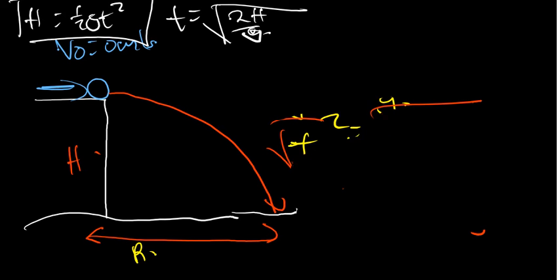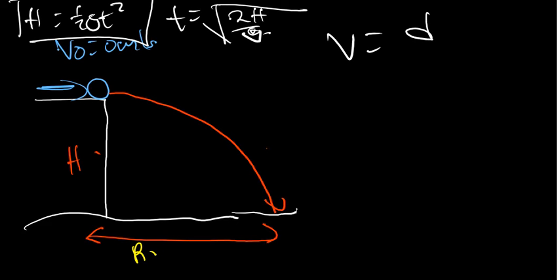When we talk about the range, we are talking about the horizontal distance. In this case, we don't have acceleration in the x direction. So we are going to use the formula velocity is equal to distance over time. The distance which we're talking about here is the horizontal distance, which is the range. So the distance is going to be equal to v times t.